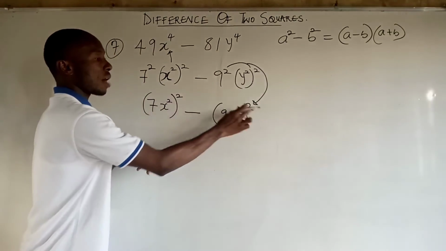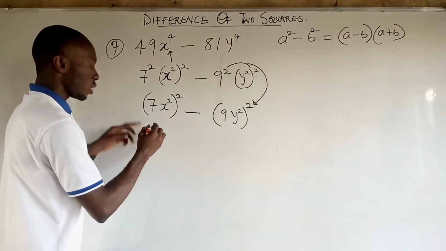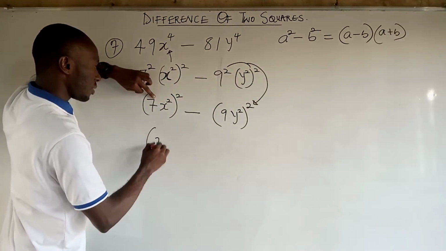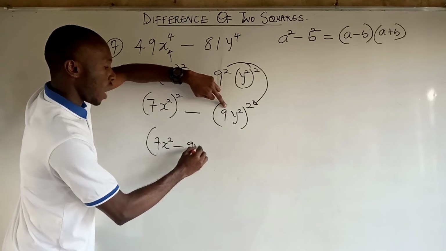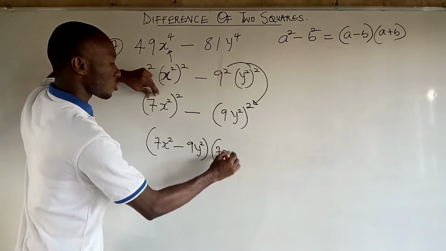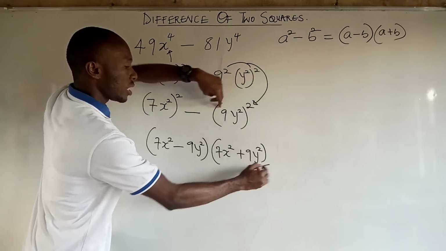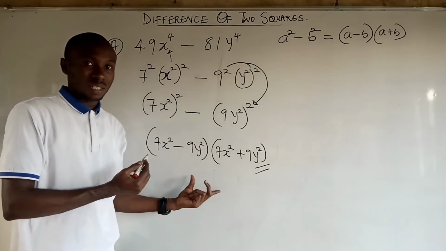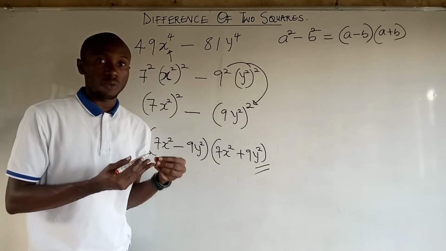Now you can see they both have squares, so we can apply the law of difference of two squares. So we have this guy, 7x squared minus 9y squared. Now we go again, 7x squared plus 9y squared. I believe this is very easy for you to do. So let us go to the last example for today.